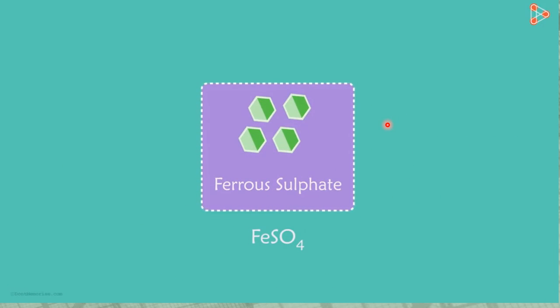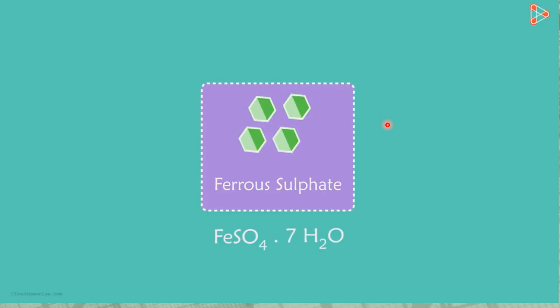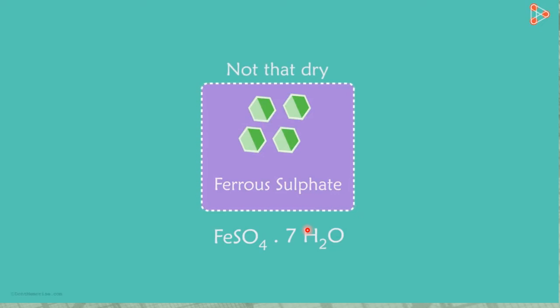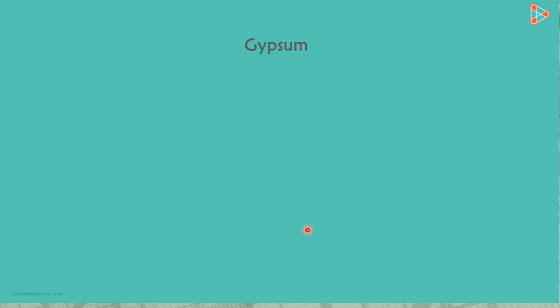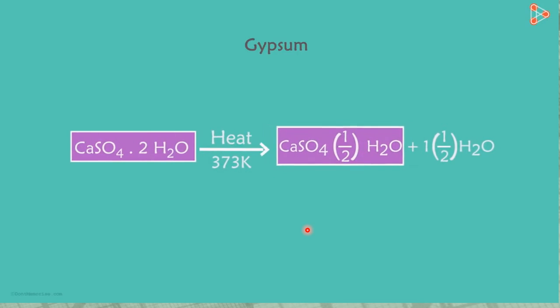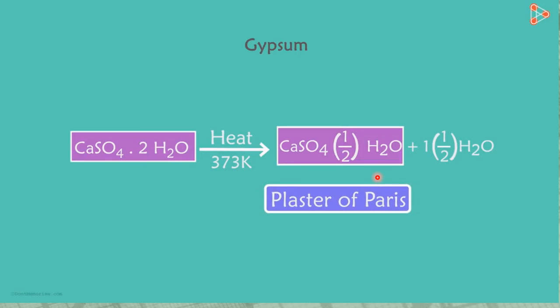Another example is that of ferrous sulfate. It has a green color due to the presence of 7 water molecules in it. So though the crystals look dry, they aren't really dry. Another salt which possesses water of crystallization is gypsum. It's a hydrated salt of calcium and its chemical formula is CaSO4.2H2O. What is it used for? When we heat gypsum at 373 Kelvin, it loses its water molecules to give us plaster of Paris.